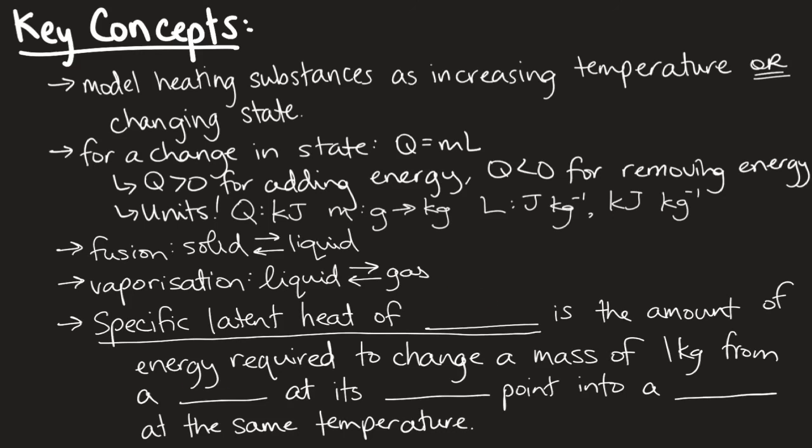So for fusion, we have specific latent heat of fusion is the amount of energy required to change a mass of 1 kilogram from a solid at its melting point into a liquid at the same temperature. And for vaporization, we have that the specific latent heat of vaporization is the amount of energy required to change a mass of 1 kilogram from a liquid at its boiling point into a gas at the same temperature.